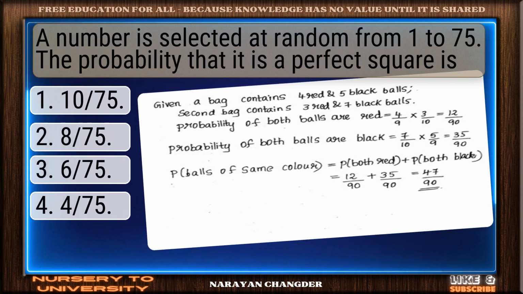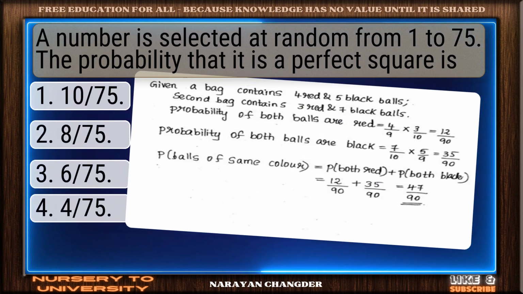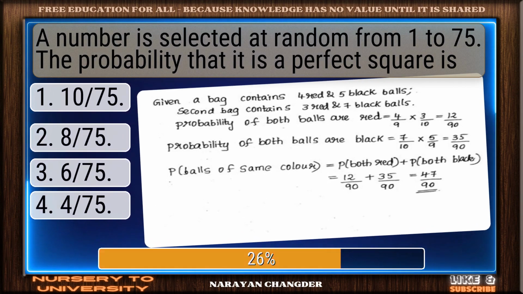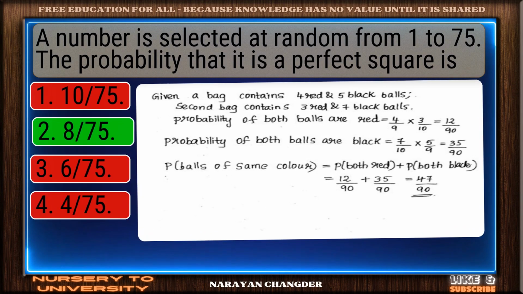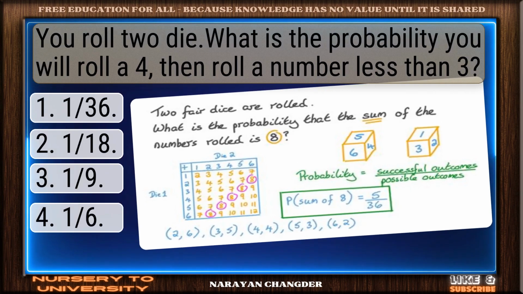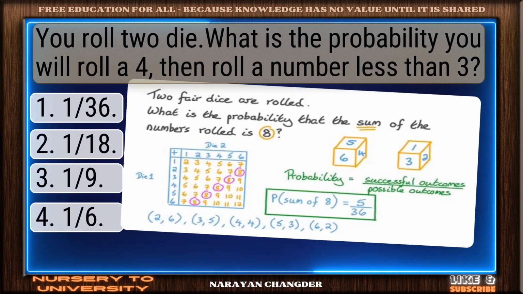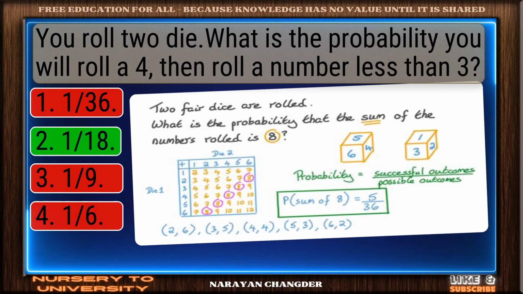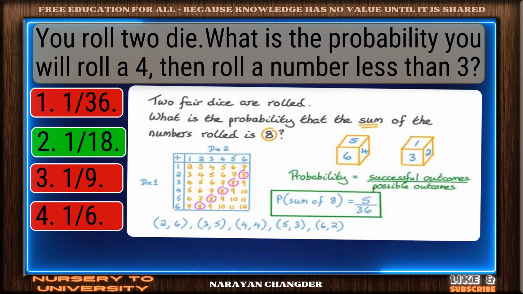A number is selected at random from 1 to 75. The probability that it is a perfect square is... 8/75 is true. You roll 2 dice. What is the probability you will roll a 4 then roll a number less than 3? Great thinking. 1/18 is right.